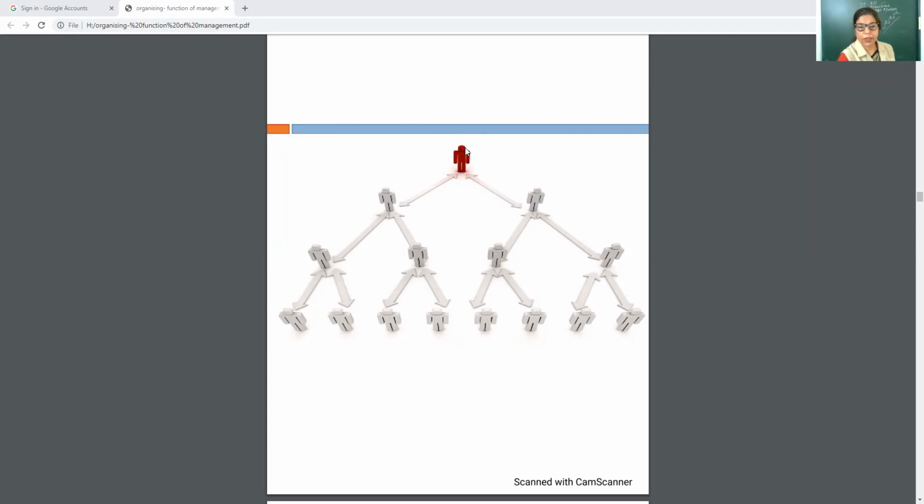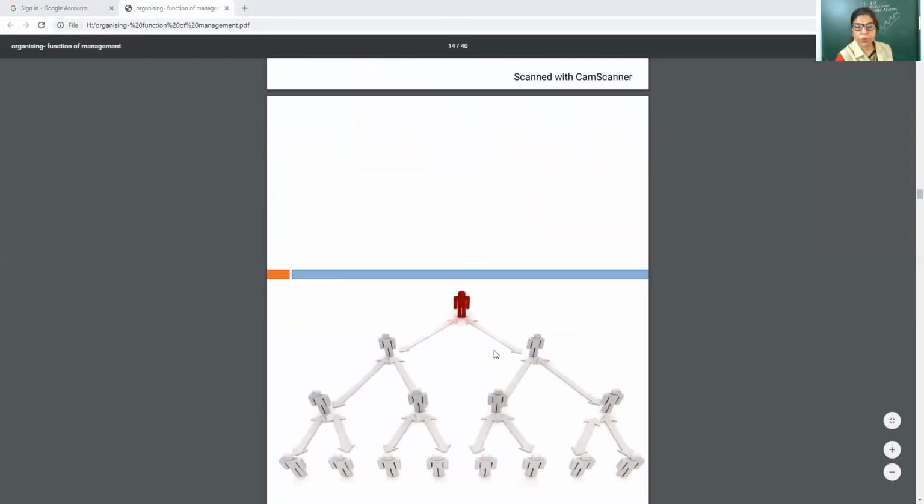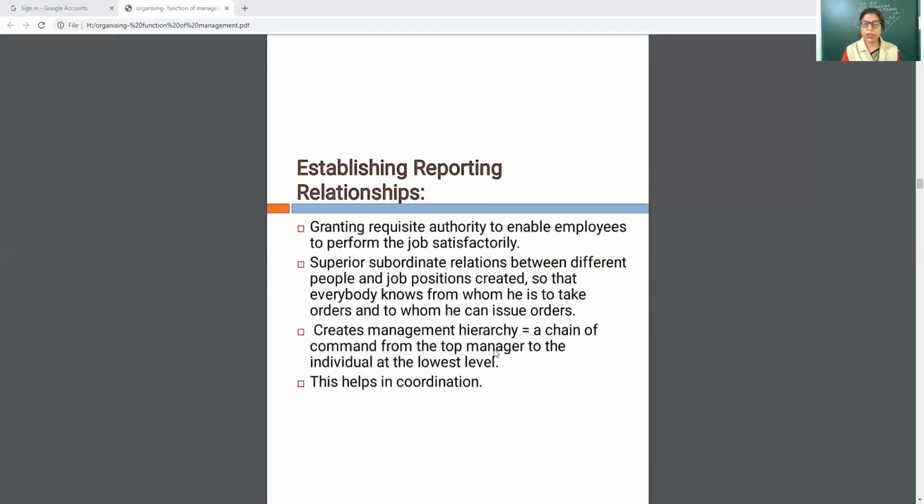This is top level management. These two are middle level management, then operational level management, and the workers. Everyone should know their role clearly. Establishing reporting relationship means giving powers and explaining superior subordinate relationships so people can know about their work properly, what work they have to do. Today I explained the process and concept of organizing.